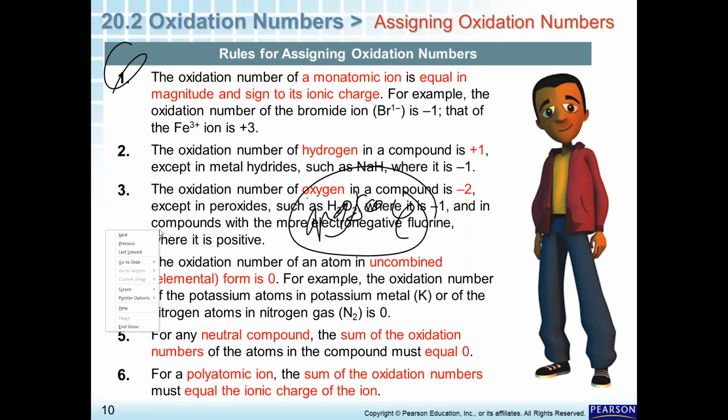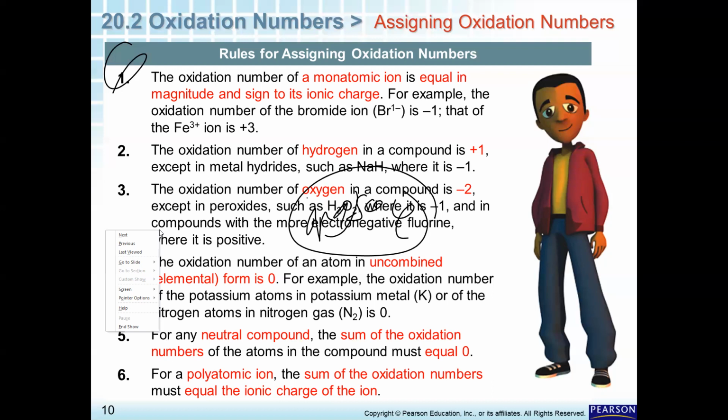Number 4, it says that uncombined elements, meaning those that are not interacting with anything, an element sitting by itself, regardless of whether it is a single atom or diatomic, like O2, Cl2, N2, any element that is not interacting or bonded to other atoms, we give it an oxidation number of 0. And that will make our lives easy. All elements are assigned an oxidation number of 0.